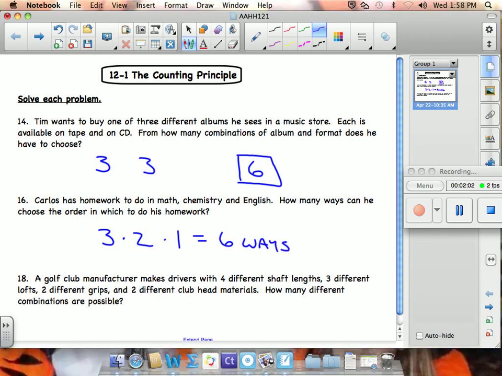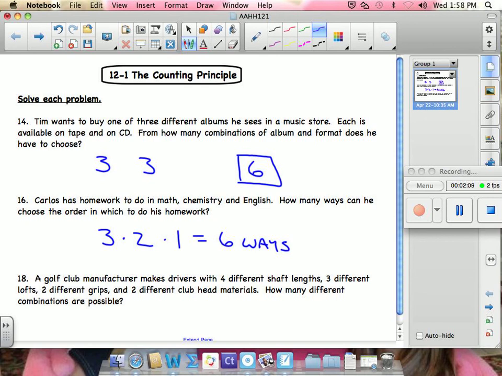Then the last one, number 18. A golf club manufacturer makes drivers with 4 different shaft lengths, 3 different lofts, and 2 different grips, as well as 2 different club heads. How many different combinations are possible?